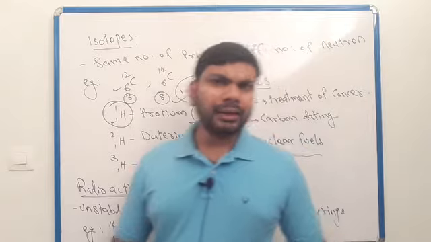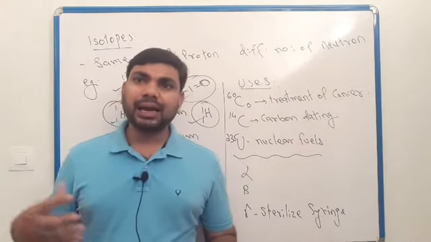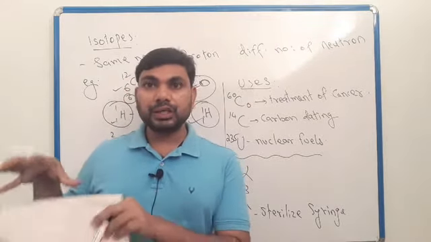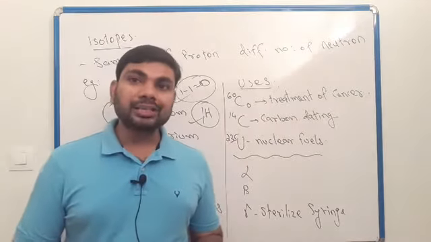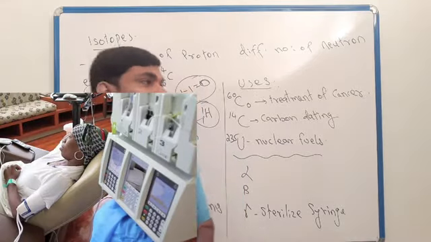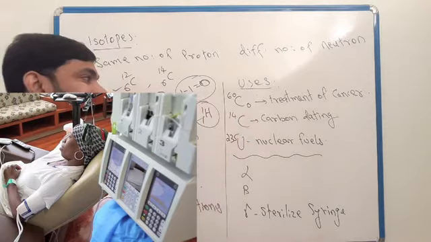Okay, and here we have to understand the uses of radioactive isotopes. We have different uses for radioactive isotopes. A radioactive isotope is used for cancer treatment, for example the radioactive isotope cobalt 60.